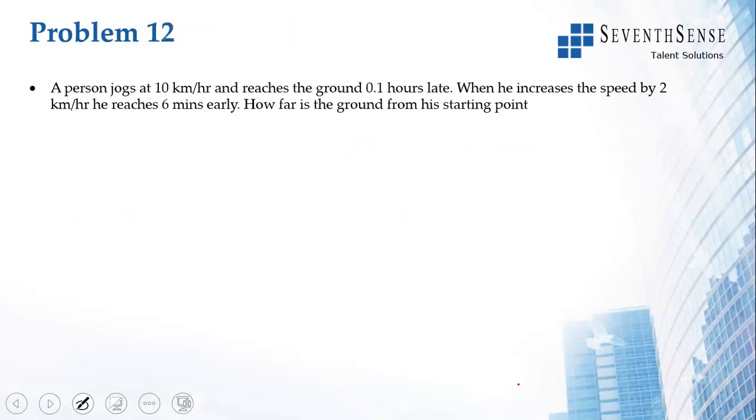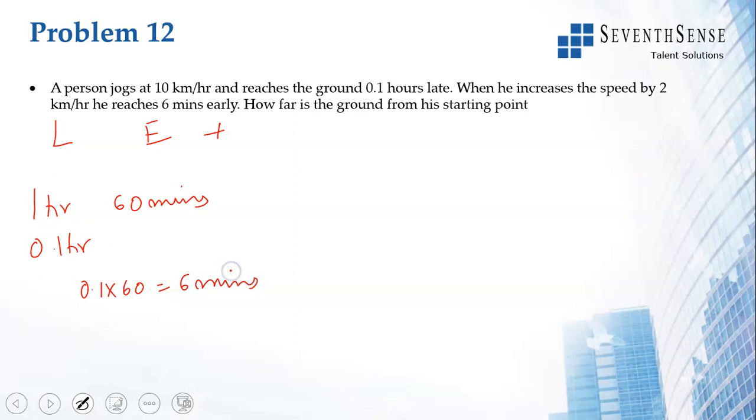Let's solve the problems using the shortcut method. A person jogs at 10 kilometers per hour and reaches the ground 0.1 hours late. When he increases the speed by 2 kilometers, he reaches 6 minutes early. So one is late, the other is early, so you have to add time. How do you convert 0.1 hours? 0.1 hours doesn't mean 10 minutes. 1 hour is 60 minutes, so 0.1 hour is equal to 0.1 into 60, which is 6 minutes. So he is late by 6 minutes.